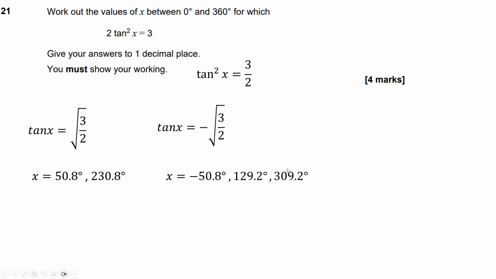Add 180 to get this again. Do not add 180 again because that will not be inside the range. And then we want it between 0 and 360. Well, this is less than 0, so you can just cancel this, get rid of that. And then just write all your solutions out, and those are your answers.